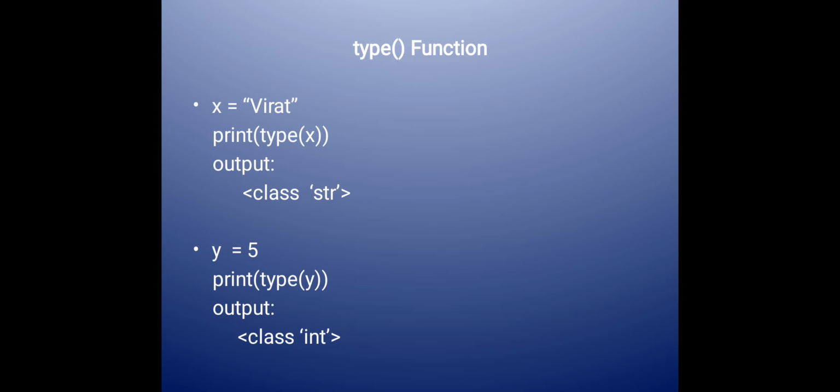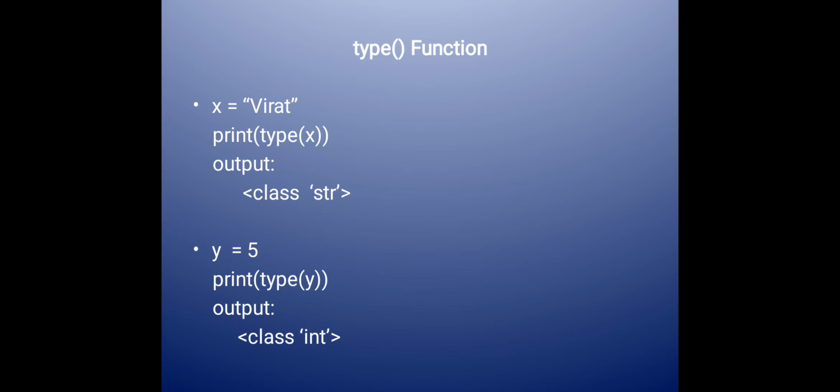In the first example, I have assigned a name to a variable called x, that is x is equal to Virat. So we will get to know the type of this variable by using the type function inside a print function, that is print of type of x. So the output will be str because the x is of a string type.